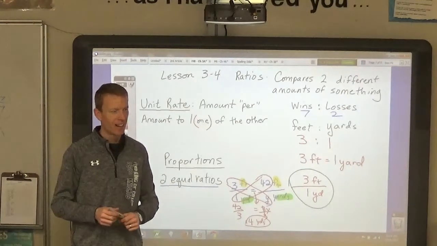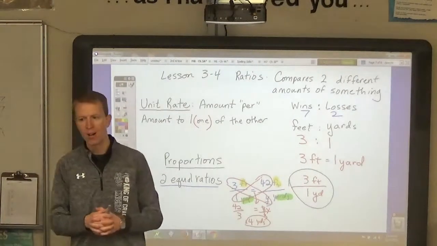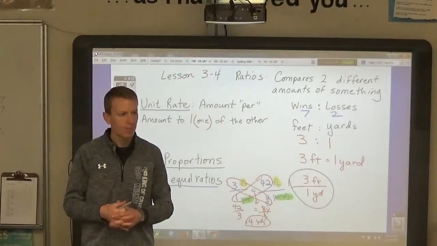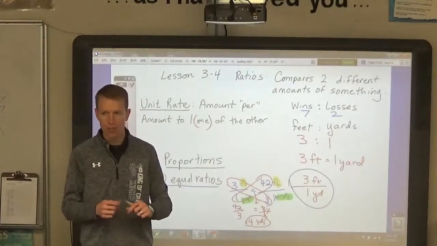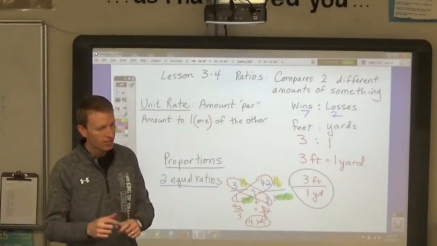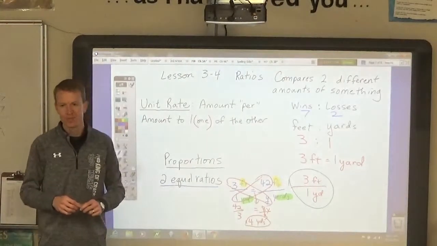How about weight? Pounds and ounces. You know what that one is? 1 pound is 16 ounces. Yes, 1 pound is 16 ounces. So the conversion factor is 16 to 1.